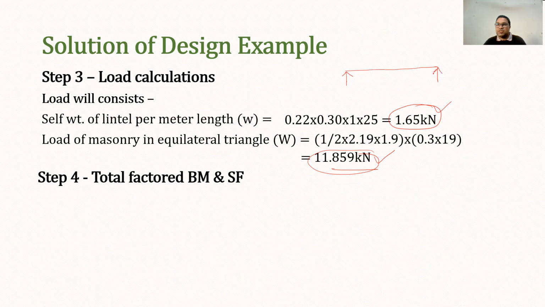There will be two reactions generated from the bearing of the lintel, and the self-weight of the lintel beam will be represented as a UDL, which has a value of 1.65 kilonewton per meter. Above this UDL there will be a triangular load like this, acting on the UDL. Because of this triangular load, the whole load is given, which is 11.859. We have to find out the bending moment for this beam.